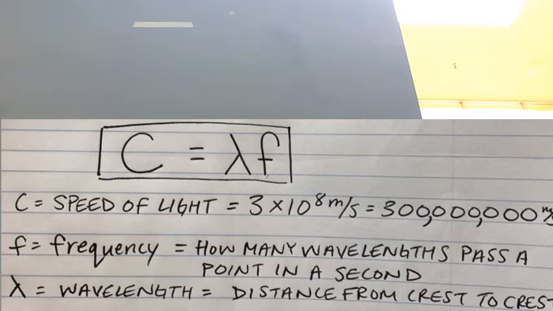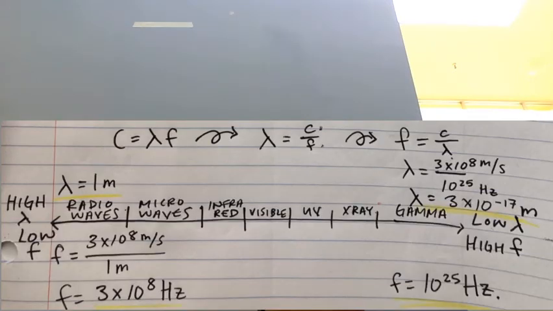And something cool that we can do with this equation is move it around to isolate each individual variable. So c equal to lambda f can be divided by frequency on both sides to isolate wavelength. So wavelength is equal to c divided by f. Wavelength is equal to the speed of light divided by frequency. And we can do the same thing solving for frequency. Frequency is equal to the speed of light divided by wavelength.